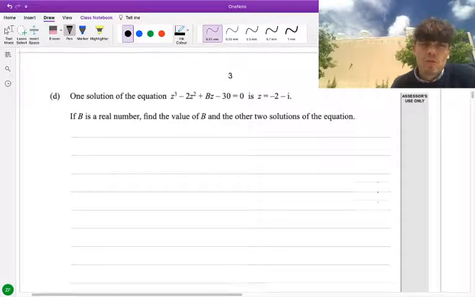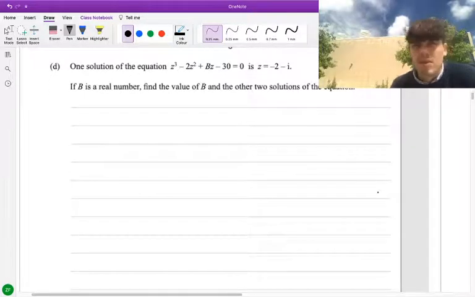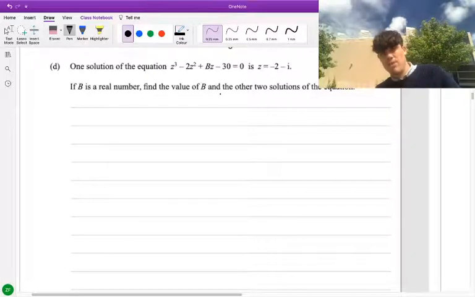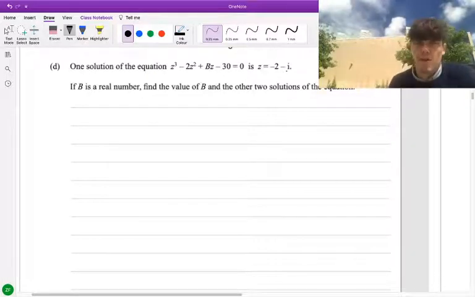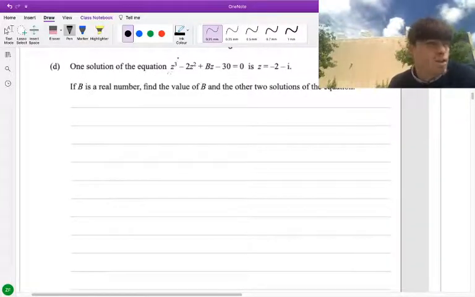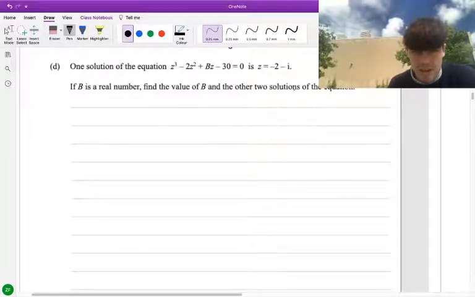Okay, one solution of the equation z cubed minus 2z squared plus bz minus 30 equals 0 is z equals negative 2 minus i. If b is a real number, find the value of b and the other two solutions of the equation. Okay, because this polynomial is cubed, that means there's 3 solutions. So that's one solution here, and there's going to be 2 others.